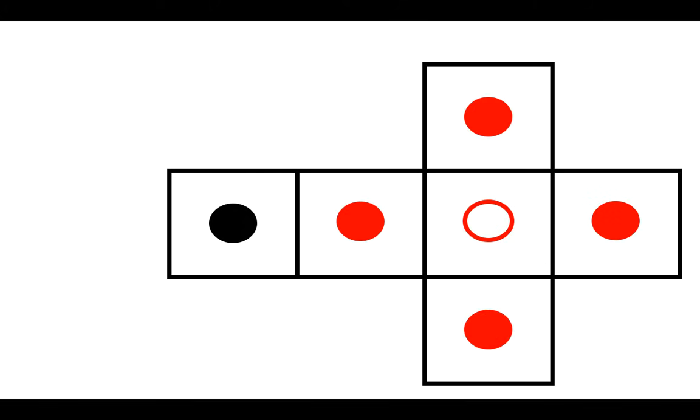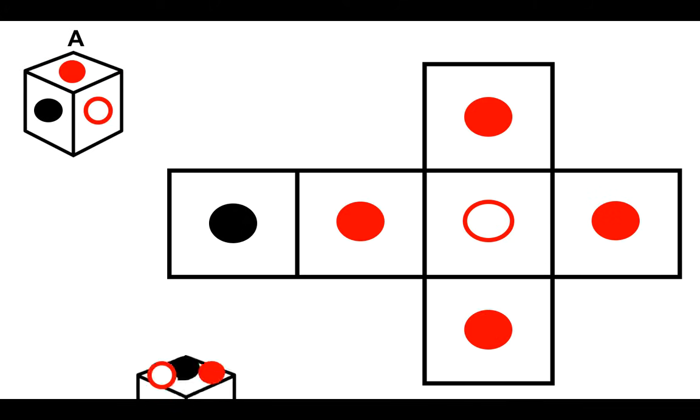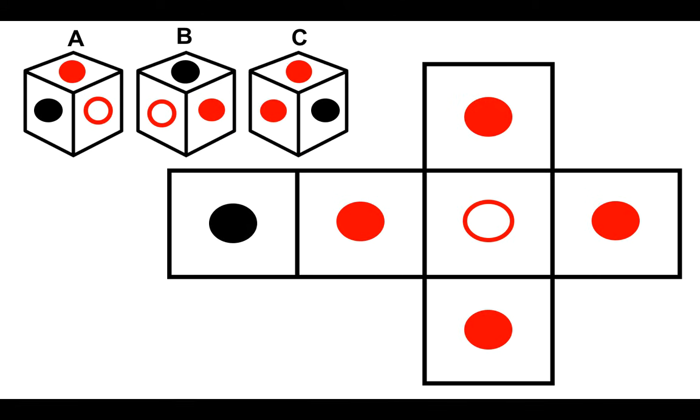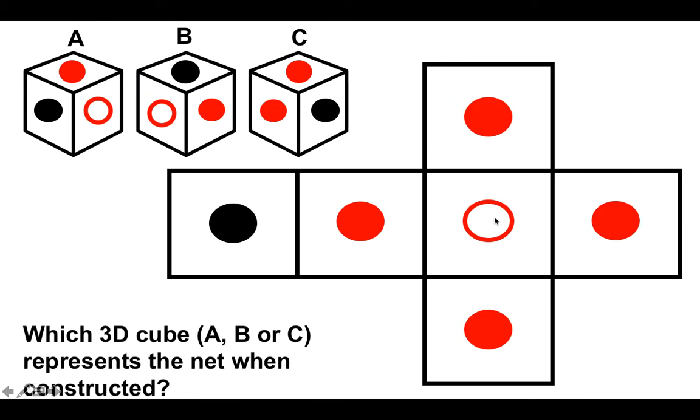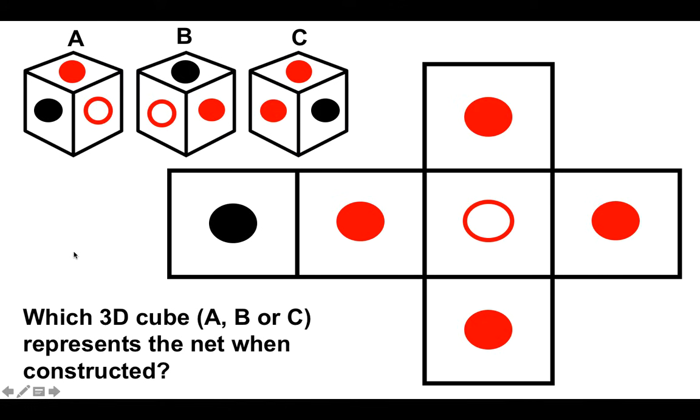This is what happens. You would get a question that looks something like this. You would have the net piece here with the 6 squares, and it's got different shapes and different colours on it, and the question would be which 3D cube, A, B or C, represents the net when constructed. Because you're going to be doing this under time conditions, what you have to do is create this net in your head and then decide which one out of A, B or C is the correct answer. Now here's a really important tip.